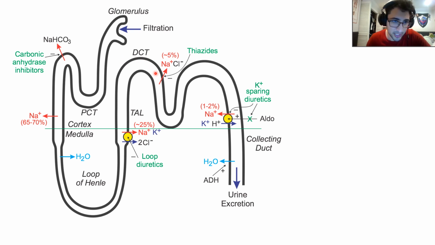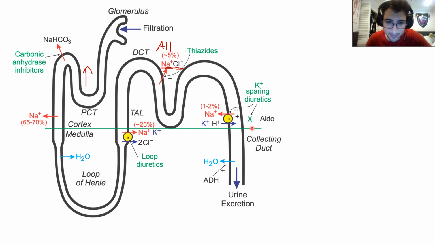All right, you come over here, a sodium chloride symporter. This is what angiotensin 2 acts on. So angiotensin 2, not only does it increase sodium reabsorption in the proximal convoluted tubule, it increases the activity of this symporter. All right, you have to know that. It's important. So thiazide diuretics are going to target the sodium chloride symporter, and note again the electrical neutrality.